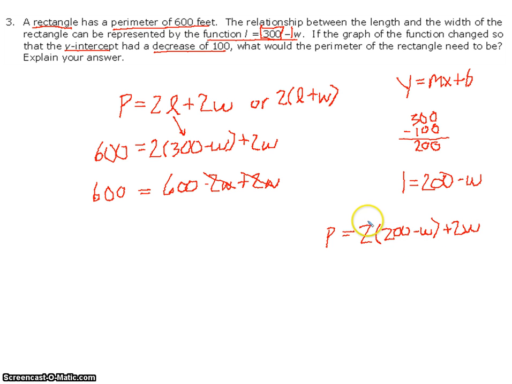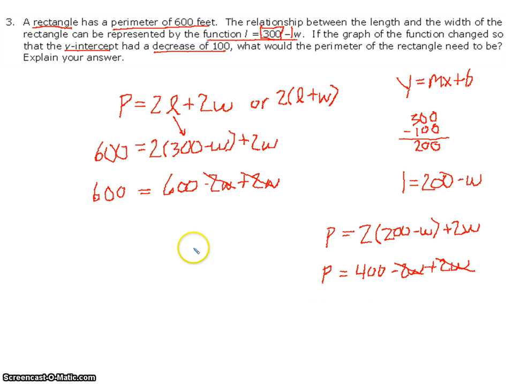And again, using the distributive property, just like we did before, we'd see that perimeter is equal to 400 minus 2w plus 2w. And just as we did before, the w's cancel out. Minus 2w and a plus 2w. So you're left with perimeter equal to 400. So, by decreasing the y-intercept by 100, the overall effect on the perimeter was it actually decreased it by 200.